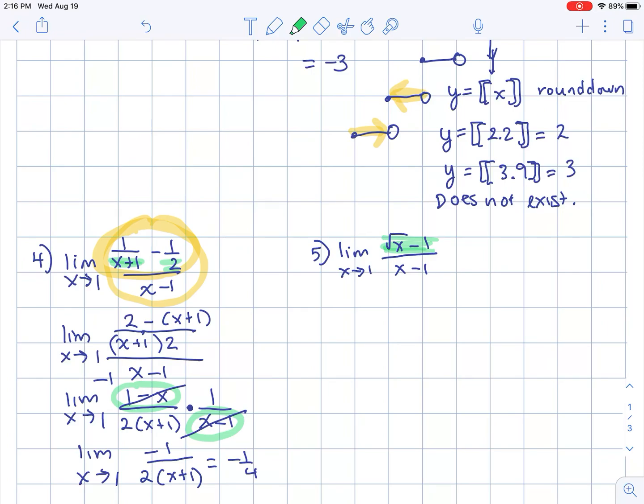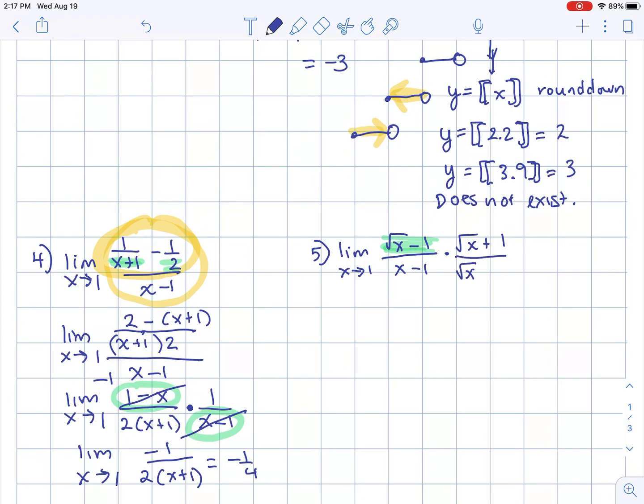So here I see that the radical expression is on top. So what I'll do is multiply by the conjugate. The conjugate will have the two terms, square root of x and 1. And instead of a subtraction sign in between those two expressions, we make it the opposite. So plus 1 because the original had minus 1.